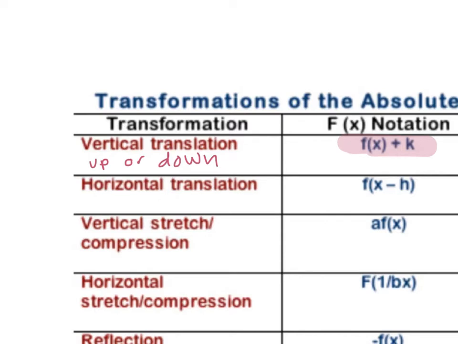Next, if we have a number that's being added inside our parentheses of our function, that's a horizontal translation. However, a horizontal translation, we see that we have x minus h, so it's going to be x minus some number, so the sign flips. So it's always going to be the opposite of what you think it is. So if we have, let's say, plus 2, that means we move to the left 2. If it was x minus 2, we go to the right 2. So horizontal translation is left or right. And it's always the opposite of what you think it would be.